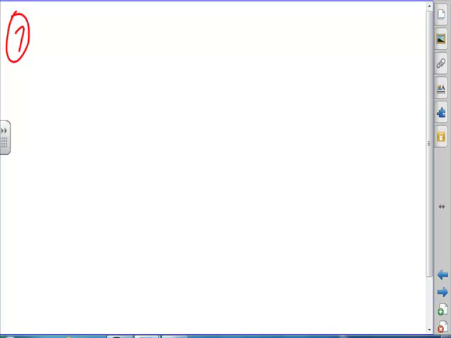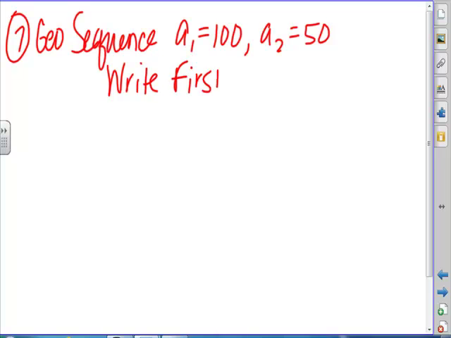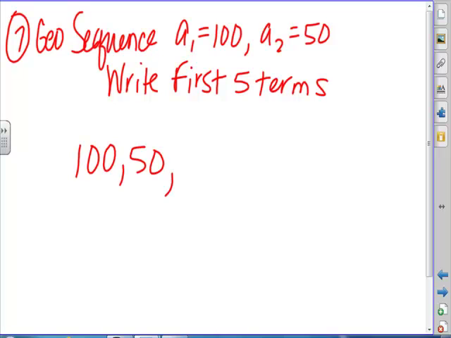So say you are told that you have a geometric sequence, and you're told that a sub 1 is equal to 100 and a sub 2 is equal to 50. And you're supposed to write the first 5 terms, so this one's not too hard. So we know we have 100, we know we have a 50, and we need to fill in these 3 blanks.